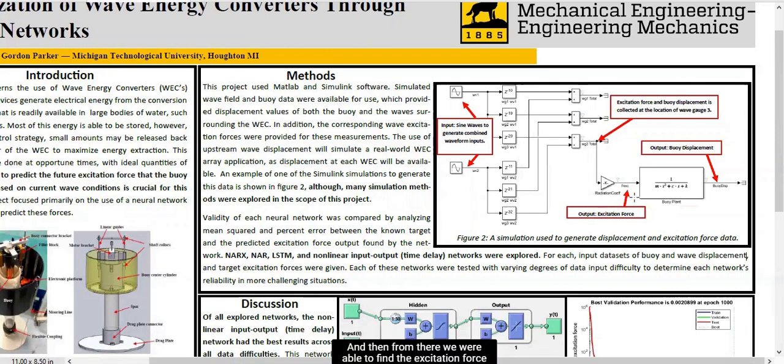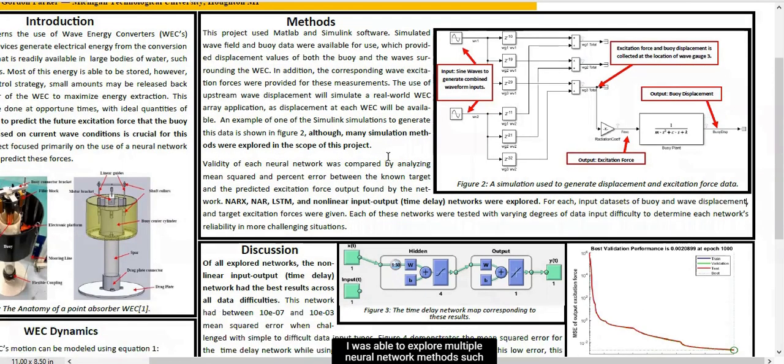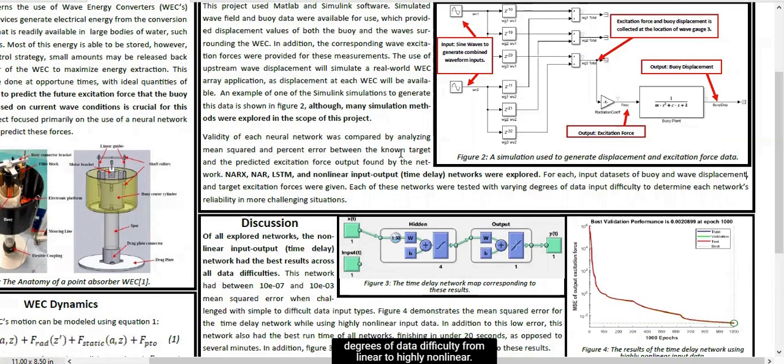From there, we were able to find the excitation force at the buoy and then the displacement of the buoy itself. In addition to this, I was able to explore multiple neural network methods, such as a NARCSnet, a NARNet, LSTM, and a nonlinear input-output time delay network. All of these networks were fed the wave gauge displacement measurements, the buoy displacement measurements, and the target excitation measurements, and they were all asked to output the excitation force prediction. Additionally, all of these networks were tested with varying degrees of data difficulty, from linear to highly nonlinear.